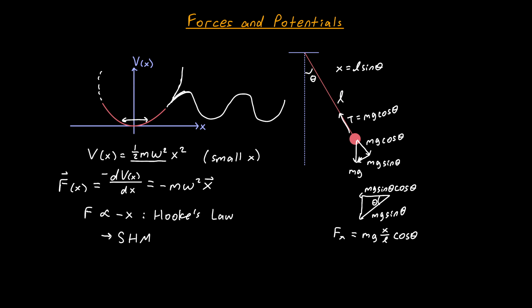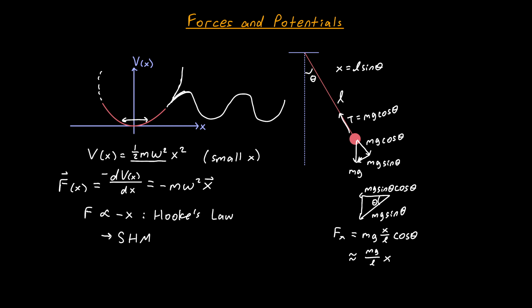So this is close. We now have something proportional to x, but it's not just a constant proportional to x, because cosine theta is subject to change as well. Fortunately, if theta is a small number, meaning if our oscillations are sufficiently close to the equilibrium position, as we were talking about before, cosine theta is actually going to be roughly 1. So we can approximate this force as mg over L times x.